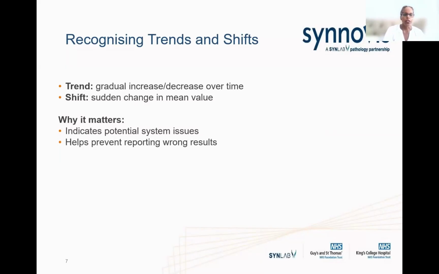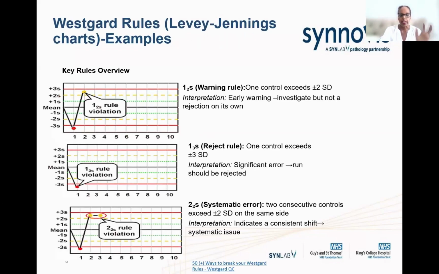And then we're looking at why these gradual changes or sudden changes matter. It's to indicate any potential system issues, and it helps us prevent reporting the wrong results to patients. This is again from the Westgard website. It's just simplistic graphs of what it looks like when you're looking at QCs.